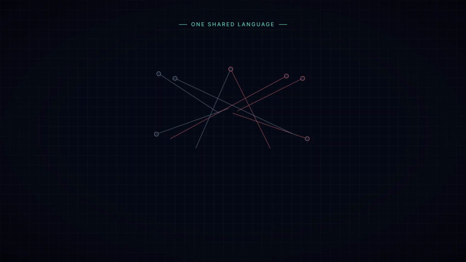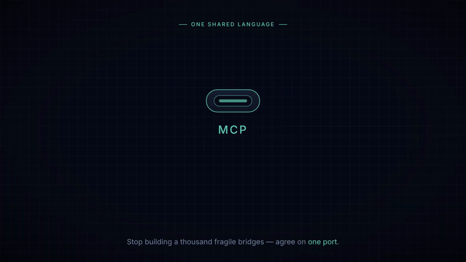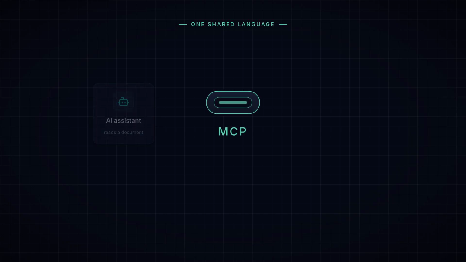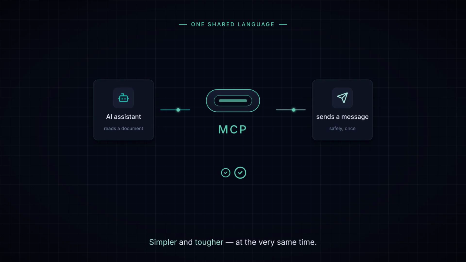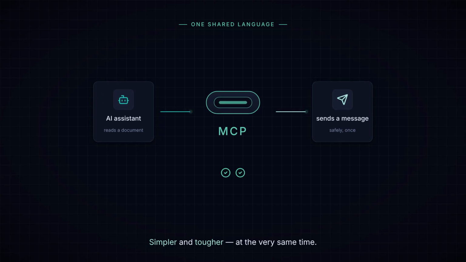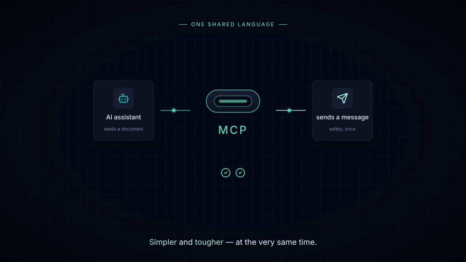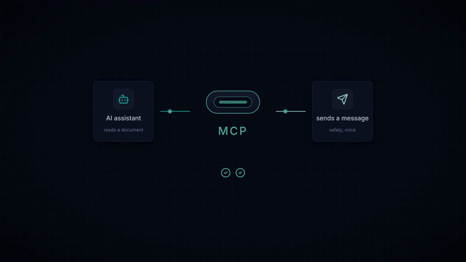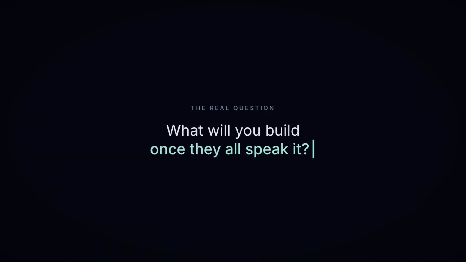So, back to where we started. How do you give a talking AI a pair of hands? You stop building 1,000 fragile bridges, and you agree on one port. That's MCP, a shared language that lets any assistant safely reach the tools and files you already use. And this newest version makes that connection simpler and tougher at the very same time. Next time your AI quietly reads a document or sends a message for you, you'll know exactly what just happened behind the glass. The real question isn't whether your tools will speak this language. It's what you'll build once they all do.